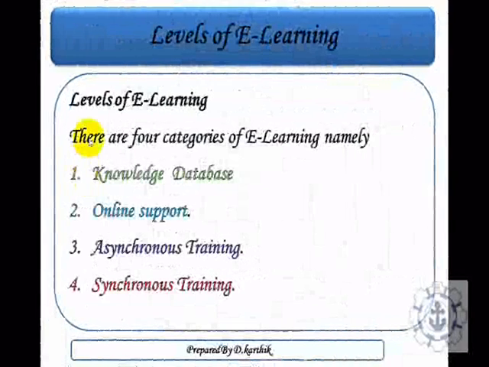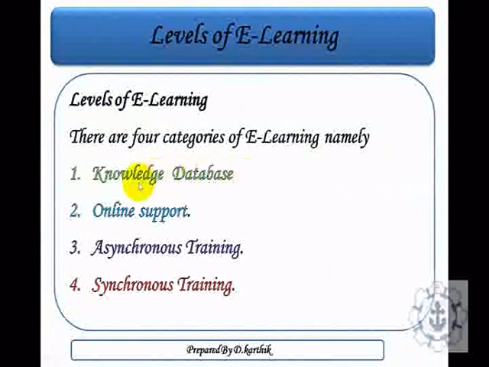And next comes the levels of e-learning. There are four categories of e-learning, namely knowledge database, online support, synchronous training, and asynchronous training. Once again, I repeat, there are four categories of e-learning, namely knowledge database, online support, synchronous training, and asynchronous training.